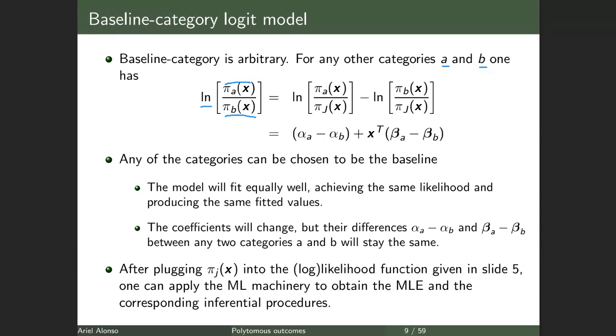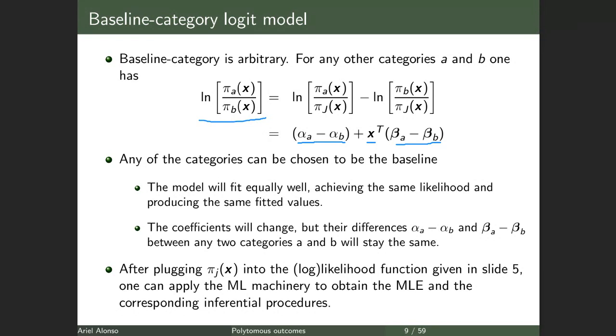If you calculate the logarithm of that, then you can show very easily that this can be written in this way. So that logarithm on the left side is just the difference between these two logarithms: the logarithm of the odds of outcome A with respect to outcome J, and the logarithm of the odds of observing outcome B instead of outcome J. And now you can use the previous model, the model we introduced, and you can see that the logarithm of the odds of observing outcome A instead of outcome B is alpha A minus alpha B plus the transpose of the covariate times beta A minus beta B.